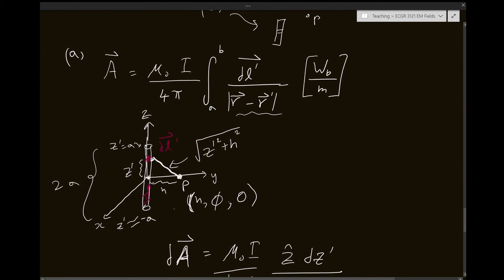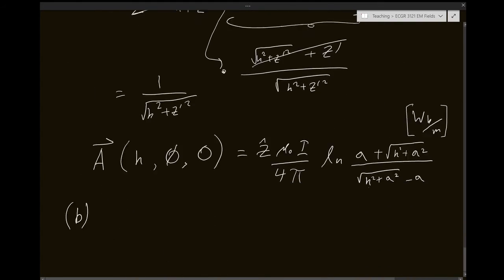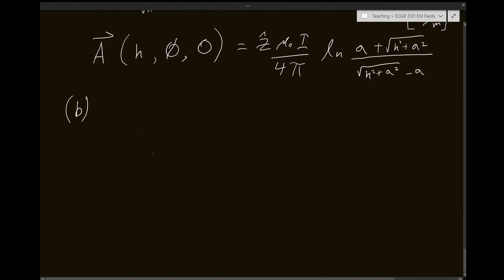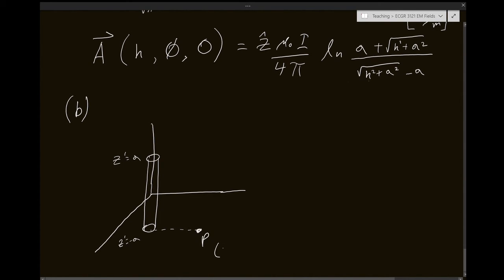The other case is with the point being at the end of the rod. So let me redraw the coordinate system. Okay, and then I draw my segment, my rod, right? So this is z prime equals a, this is z prime equals minus a, and my point here is at point P, which is at rho equals h, any angle phi, and then z now is minus a. That's the point where I'm interested in finding the field.